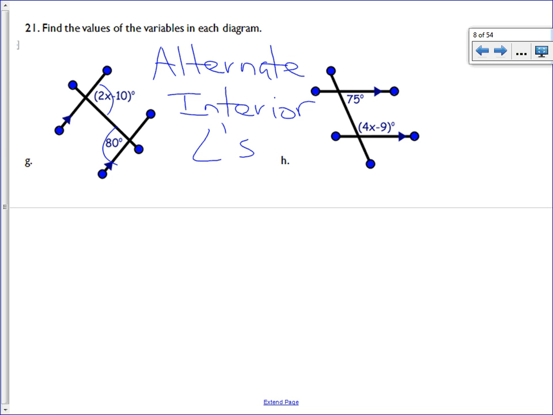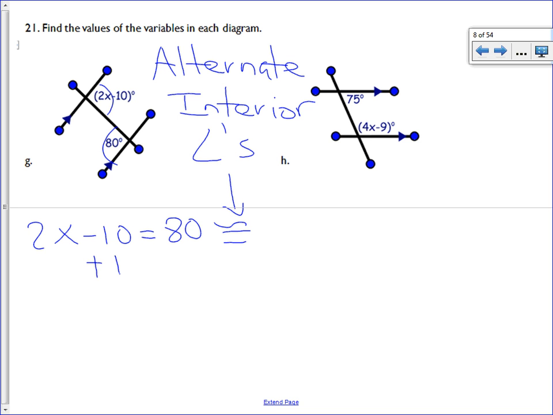So hopefully you're seeing the theme here, which is that if you understand the vocabulary and understand it well, a lot of these problems are really very simple problems. So we can create an equation because alternate interior angles are congruent. If they're congruent, then their measures are equal. So 2x minus 10 is equal to 80.